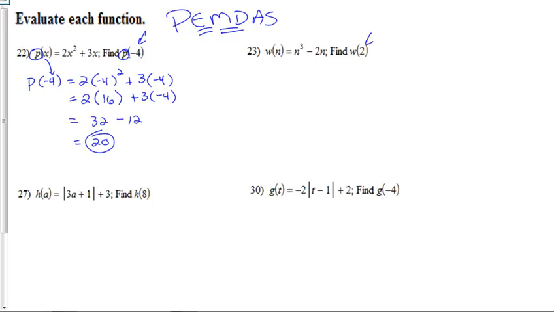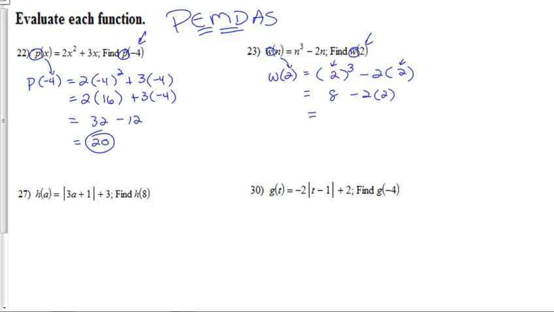Let's look at number 23. This one uses function w, and it looks like we're replacing n with 2. That means everywhere there's an n, we need to put a 2. So here there's an n, here there's an n, we'll replace it with 2. And again, we need to do exponents first. So that's 2 cubed. 2 times 2 is 4, times 2 is 8. So 2 cubed is 8.